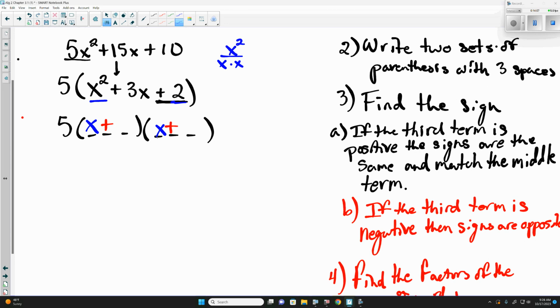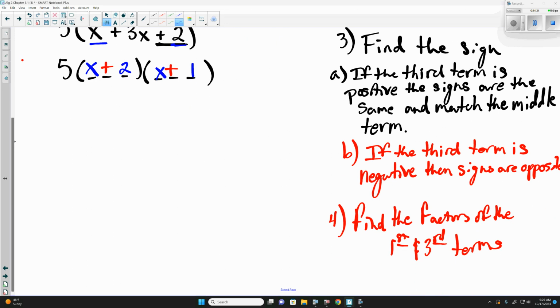Let's look at the factors of 2. 1 times 2. Are there any other factors for 2? No. So we can plug them in. I could do 2 first and 1 second, or I could do 1 first and 2 second. It does not matter, because at this point, we're plugging them in.